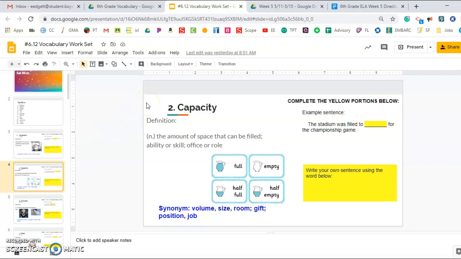Number two is capacity. Capacity is a noun, and it's the amount of space that can be filled. Everything has a capacity. Only so much can go into it. So if you look at this picture here, the capacity of this water pitcher, you could say is 4 cups or it's full. If we're looking at the example sentence, the stadium was filled to capacity for the championship game. Maybe the capacity of the stadium held 2,000 people. All right, so we're thinking about the amount of space that can be filled.